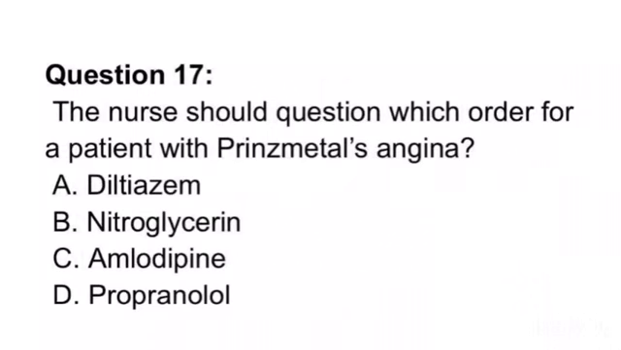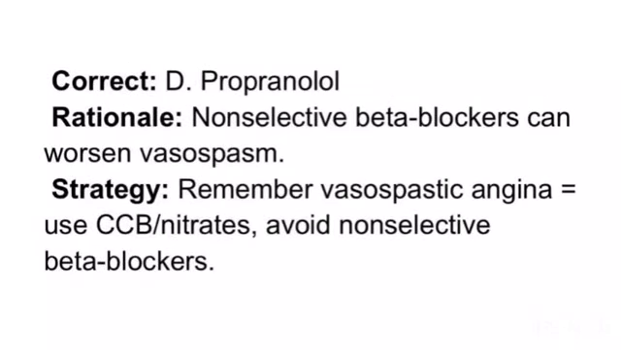Question 17. The nurse should question which order for a patient with Prinzmetal's angina? A. Diltiazem. B. Nitroglycerin. C. Amlodipine. D. Propranolol. Correct: D, propranolol. Rationale: non-selective beta blockers can worsen vasospasm. Strategy: remember vasospastic angina equals use CCB/nitrates, avoid non-selective beta blockers.